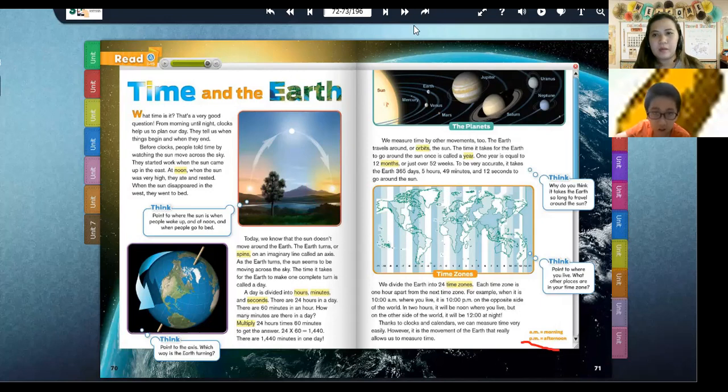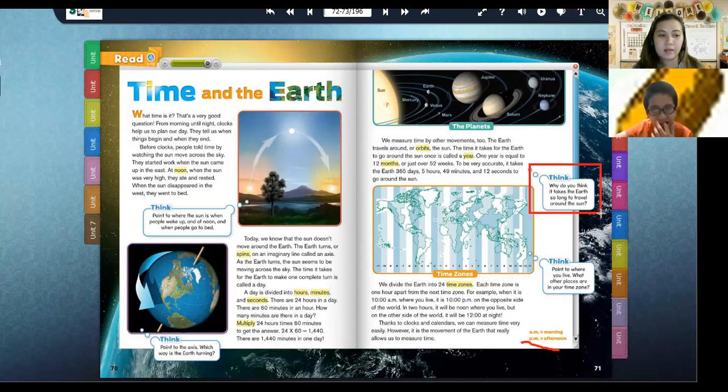Okay, so here. Let me ask you this one. Why do you think it takes the Earth so long to travel around the sun? Why do you think so? I think it's big. I think it's big to turn.